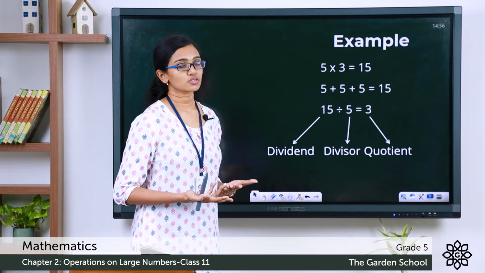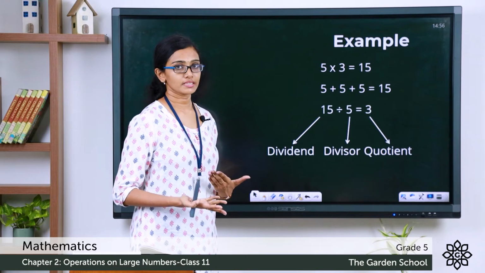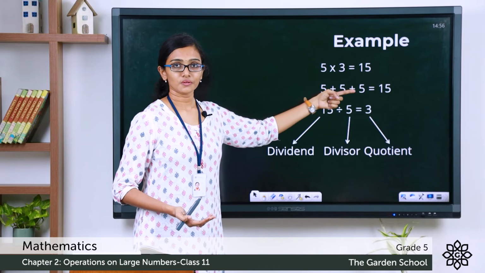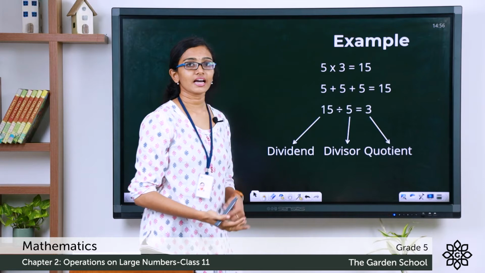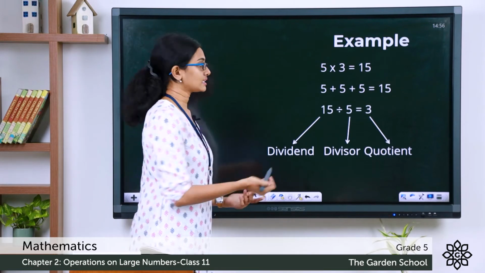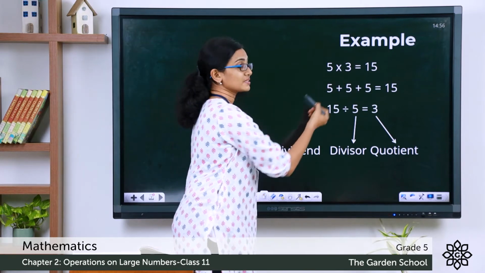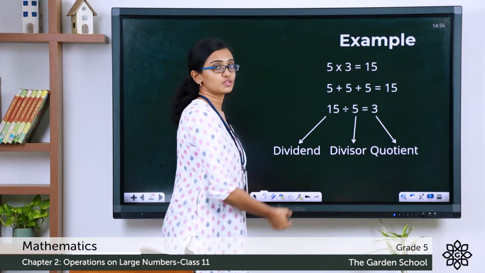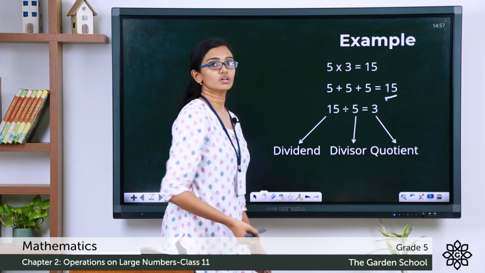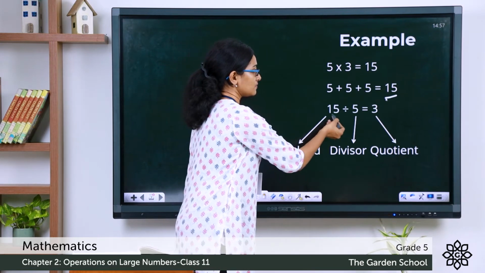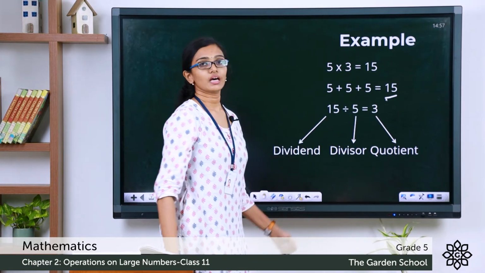Multiplication actually means you are adding a number or a group repeatedly, or it is repeated addition. 5 into 3 equals 15 means 5 is added 3 times and that equals 15. So, we can say there are 3 5s in 15. From the multiplication fact, we can write the division fact as 15 divided by 5 equals 3. It means, in 15, how many 5s are there? There are 3 5s in 15.